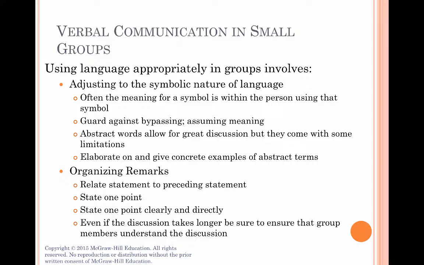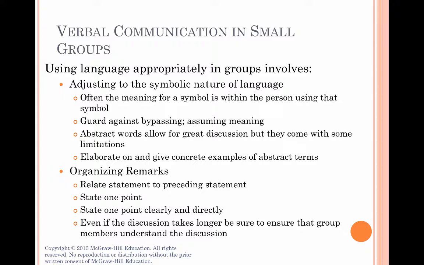Language is symbolic. Words in and of themselves are simply symbols that represent objects or ideas. The meanings of a word do not reside in the word. Instead, meanings reside in us. If I use a word, it's because the meaning of the word as I know it is the idea that I want to get across. One way language can get us into trouble is when we fall victim to bypassing.